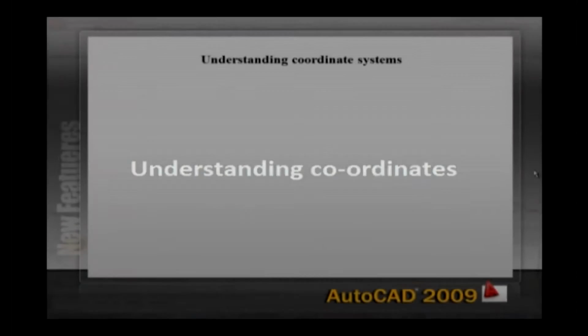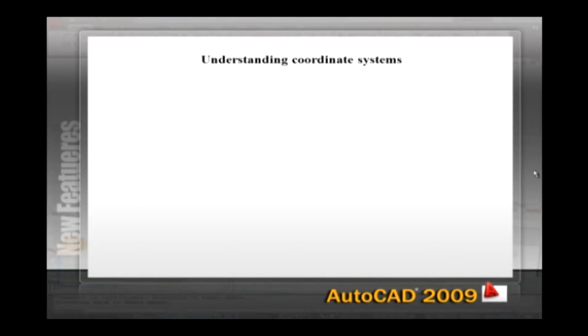Understanding coordinate systems. In an AutoCAD drawing, everything is located in 2D space by a set of Cartesian or XY coordinates. The 2D coordinate system, for the time being, we will stick with 2D to keep things simple. It is defined by a horizontal and a vertical axis. The horizontal axis is called the x-axis, and the vertical axis is called the y-axis. The x-axis and the y-axis intersect at the origin of the coordinate system.